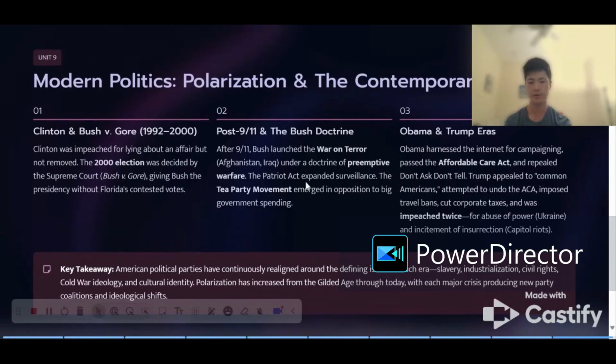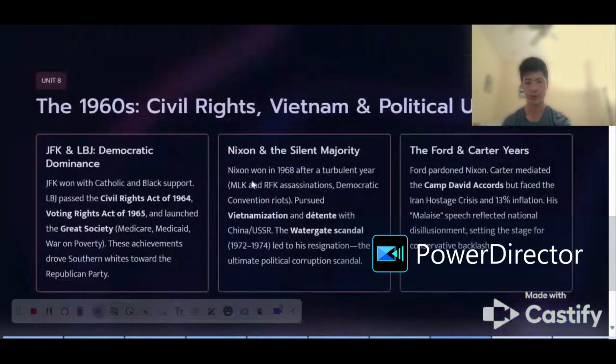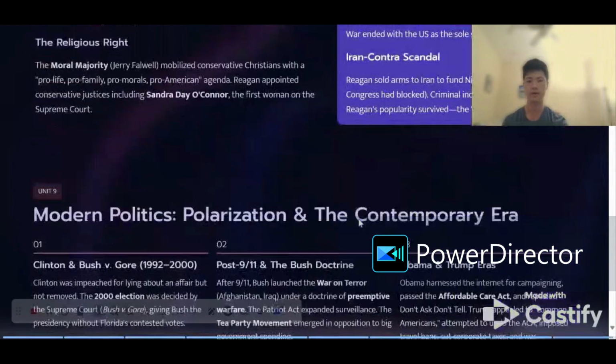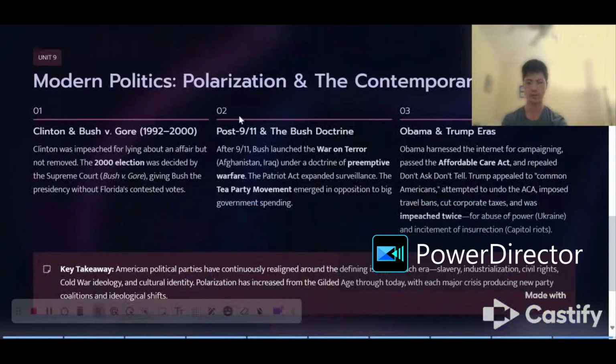Oh, I guess you could think of it like this. Starting with Nixon and onwards, we become more skeptical of whether the government is being truthful or not, because if you remember, the government was kind of dishonest about the Vietnam War. We get the Patriot Act, where the government can surveil us more. The Tea Party movement emerges in opposition to government spending. Then we get the Obama and Trump eras. This should be pretty familiar because we're living through it.